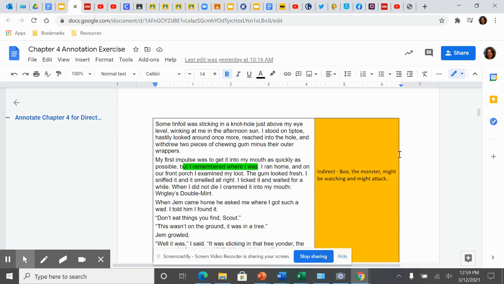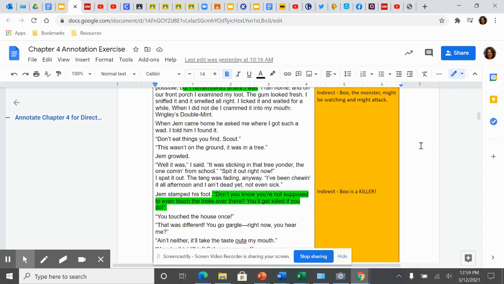Moving on down, she finds the chewing gum in the knothole. And she wants to chew that gum, but she remembers where she was. So I highlighted that as indirect characterization because she sees Boo as a monster, and she's afraid that Boo the monster might be watching and might attack.